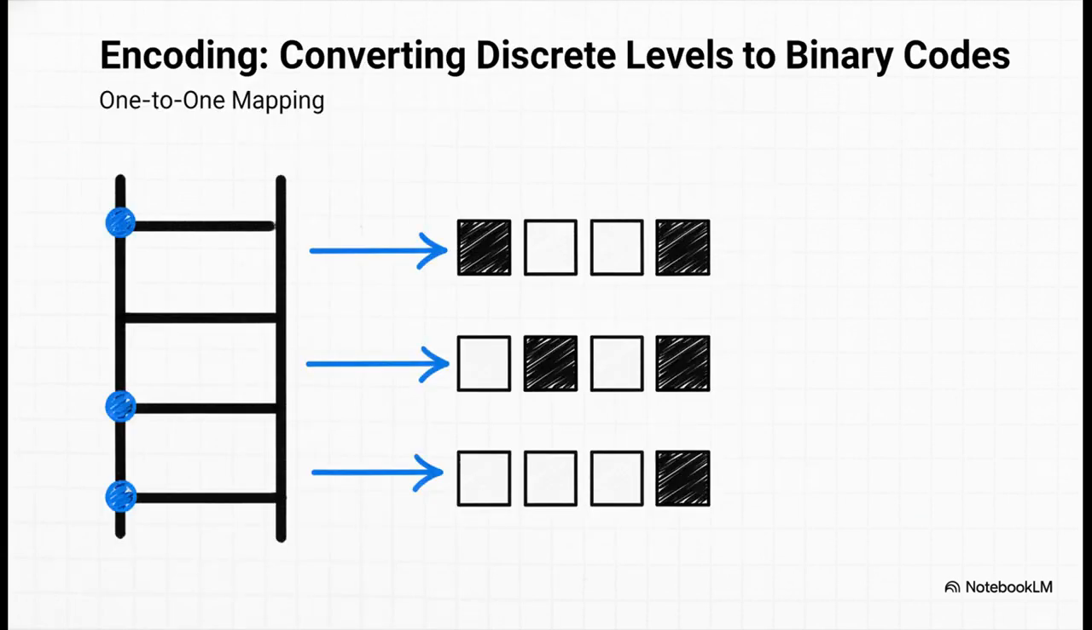And the final step on the assembly line is encoding. This is where each of those clean, discrete levels from the quantizer gets its own unique binary code. So, level 5 might become 0101, and level 10 could be 1010. And just like that, boom, our analog wave has been completely translated into a digital stream of zeros and ones, all ready for its big journey.